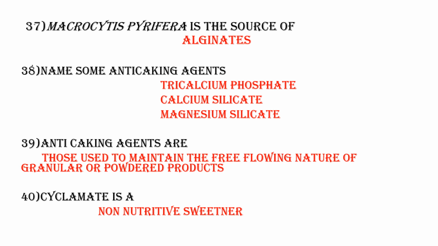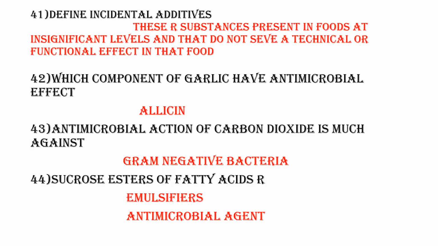Name some anti-caking agents. Tricalcium phosphate, calcium silicate, and magnesium silicate are some anti-caking agents. 39th question. Anti-caking agents are those used to maintain the free-flowing nature of granular or powdered products. Cyclamate is a non-nutritive sweetener.